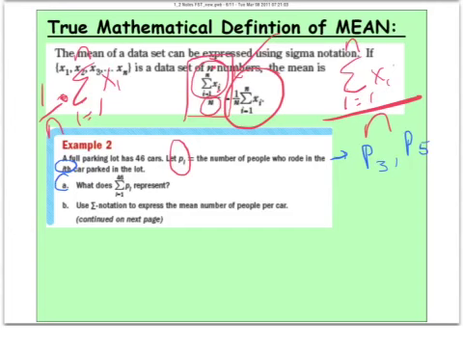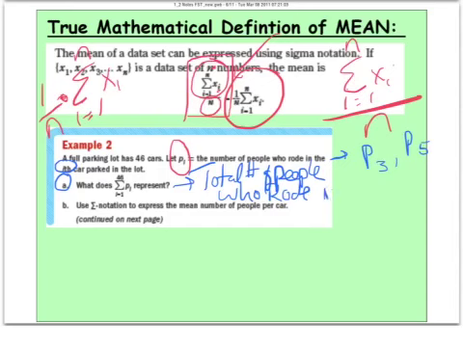All right, part A asks you this. What does the summation of P sub i as i goes from 1 to 46 represent? Okay, it says sum all the P sub i's from 1 to 46. So what this represents is the actual total number of people who rode in the cars parked in the lot. Be very specific. That's what this is about.